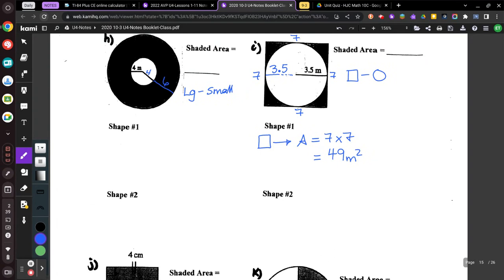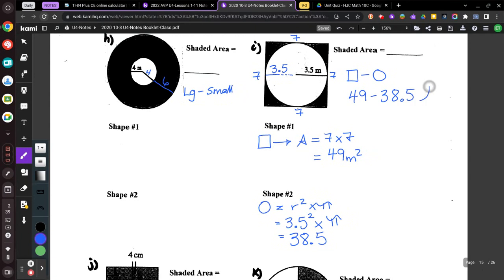Then we're going to do the area of the circle, which gives us r squared times pi. They're showing us r is 3.5 squared times pi. That's going to give us 38.5. So now we're going to take square and subtract circle. 49 subtract 38.5 leaves us 10.5 meters squared.